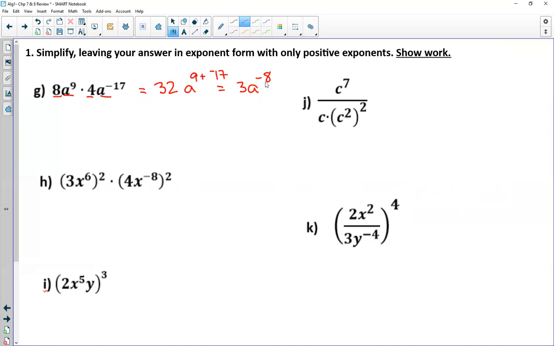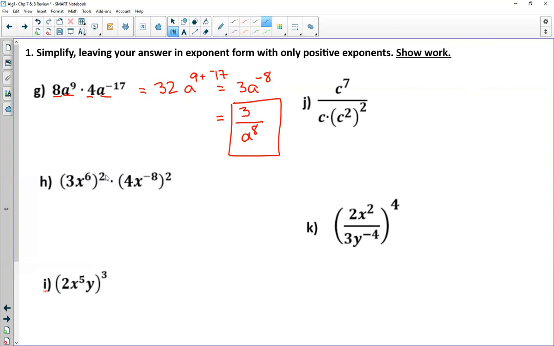And we need to change this from a negative exponent to a positive one. So when I rewrite it, this 3 will stay in the numerator. This negative 8 is only attached to the a. So the a is the only thing that I'm flipping, and I'm going to change this sign from negative to positive. So I'm left with 3 over a to the 8th.